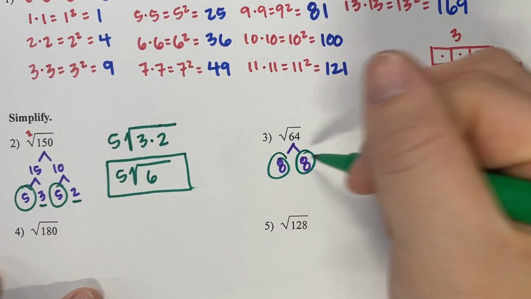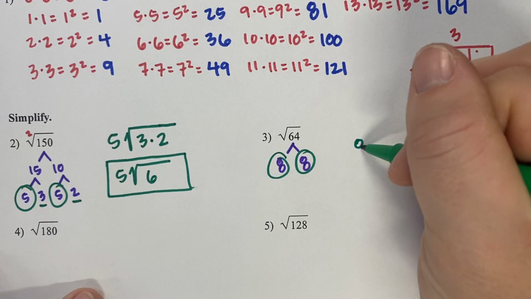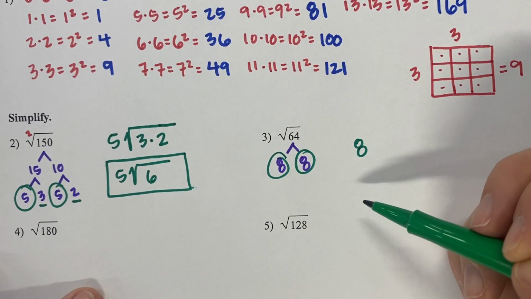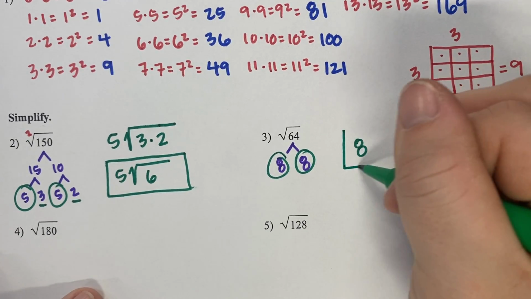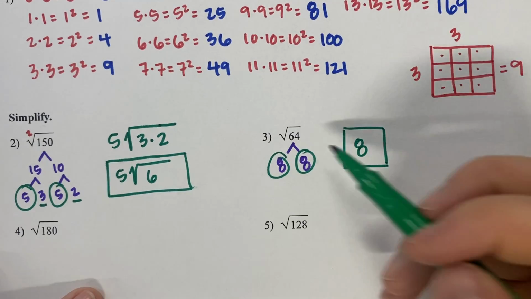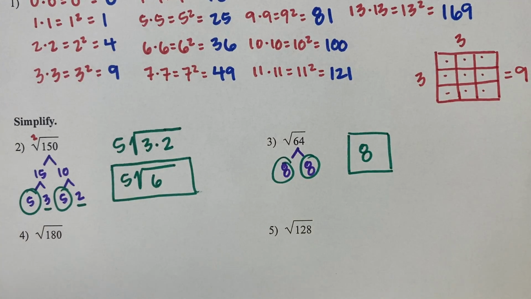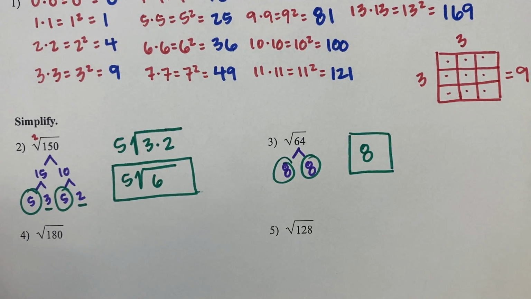See, I see a pair of 8s. They get to leave my radical, but nothing is left inside. So since there's no radical left over, we know that 64 is a perfect square. Awesome job. Let's look at number 4.